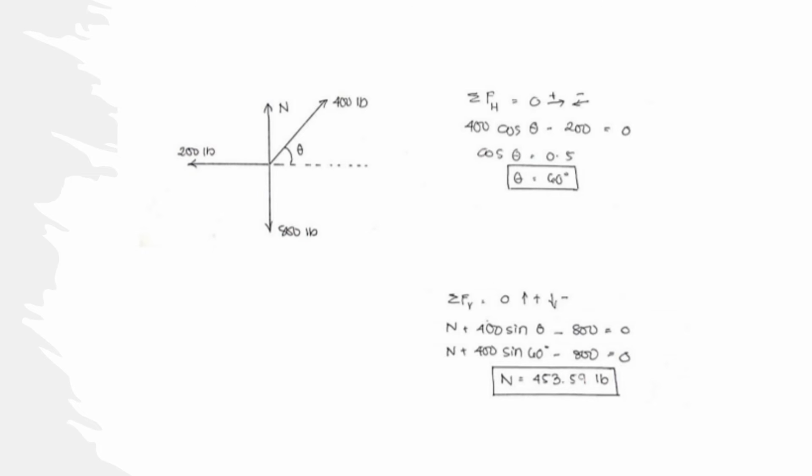And then we need to solve for the normal pressure N. So we have to do a summation of vertical forces. So N plus 400 sine of the angle minus 800 is equal to 0. Then we already solved for the angle. So N plus 400 sine 60 minus 800 is equal to 0. Then we get the normal pressure N, which is 453.59 pounds. And that's all for equilibrium of coplanar force systems.